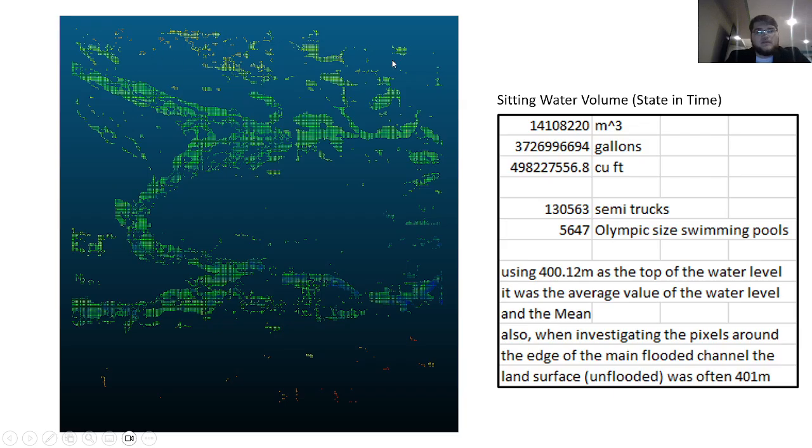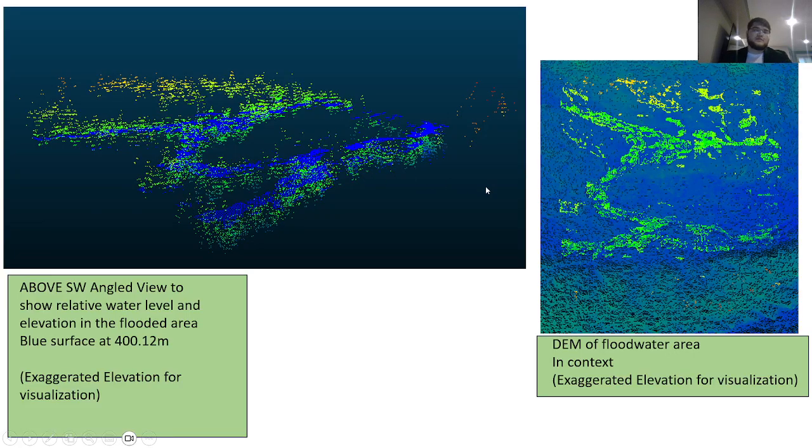And you can see on this northernmost part and the southernmost part is what I was talking about before, where these higher elevations that are more yellow or red are not necessarily at the same elevation as the rest of this water level, so I didn't want to include them in the main channel flooding. And then calculating that volume, we've got 14 million cubic meters of water, or if you prefer Olympic-sized swimming pools, 5,647.